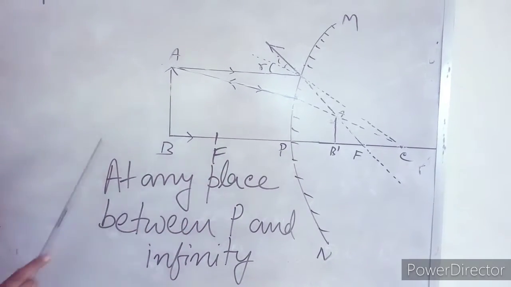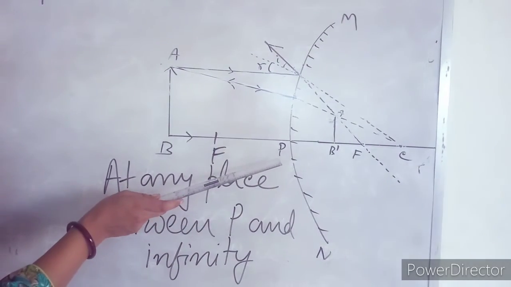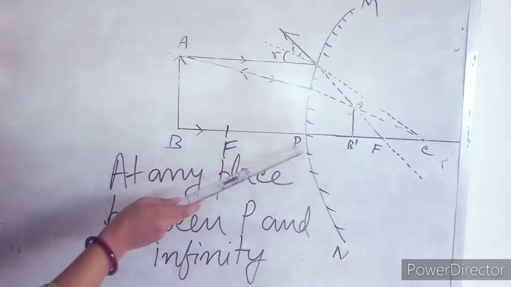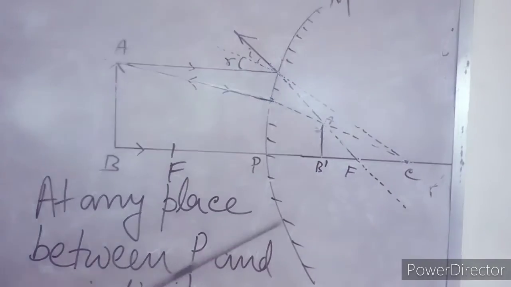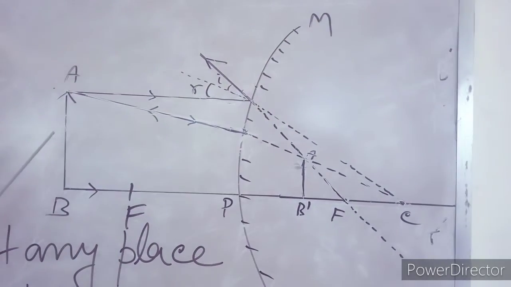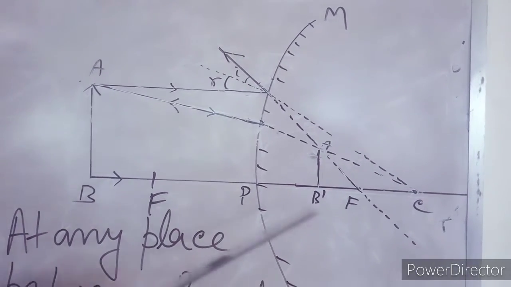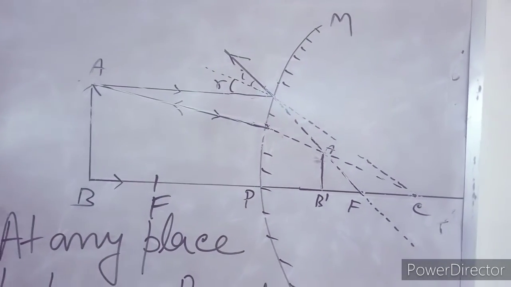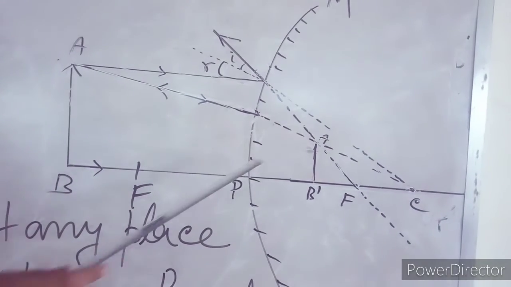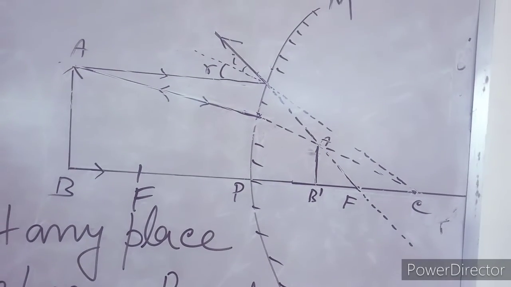What is the position of the image? Position of the image is between P and F, that is in between focus and pole the image is formed. Size of the image is what? Size of the image is diminished, much smaller than the object. What is the nature of the image? Nature is, it is what? Virtual, and it is erect, it is not inverted.